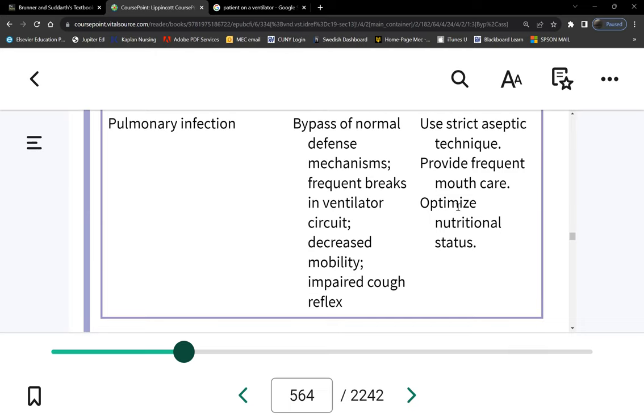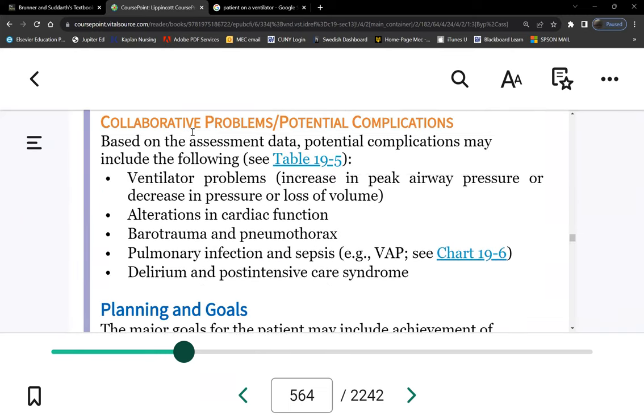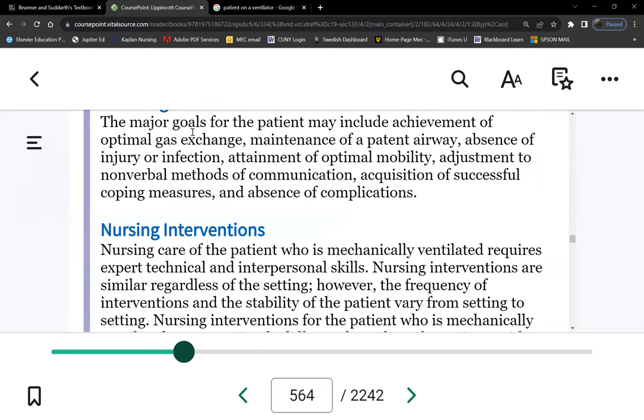Or here's our most dreaded, because we will lose money from this one. Pulmonary infection, this is referring to VAP, ventilator associated pneumonia. It occurs 48 hours after intubation. So if your patient's been on a vent 2 days or more, but we have a bundle. Once your patient is intubated, we have to follow a bundle. We'll get to the bundle shortly.